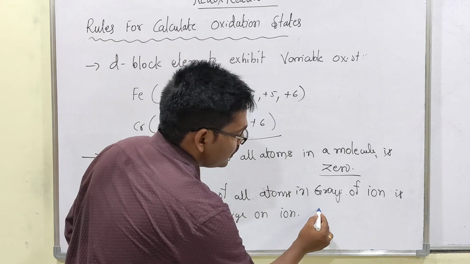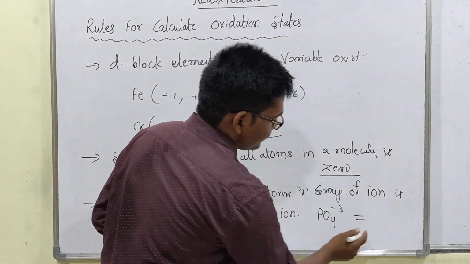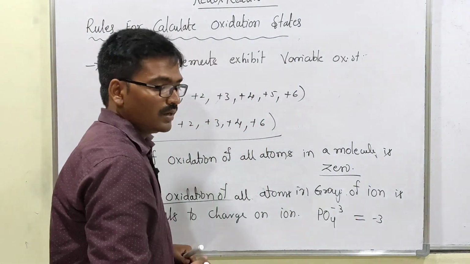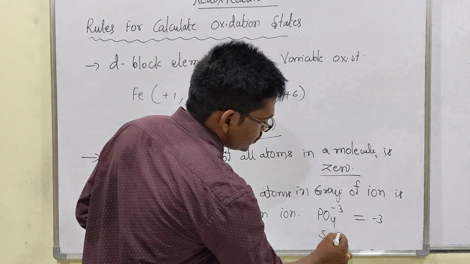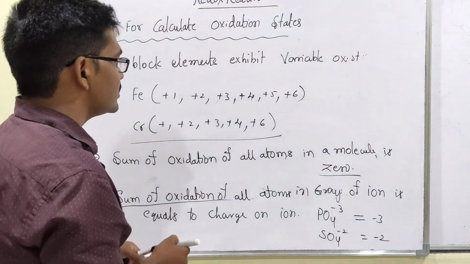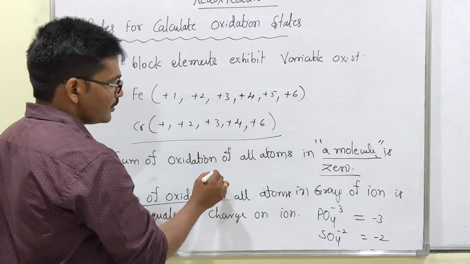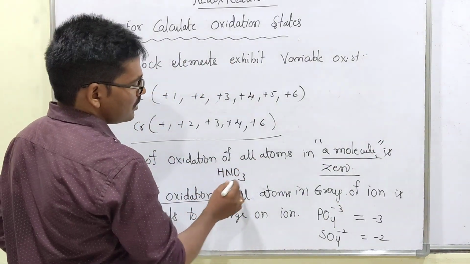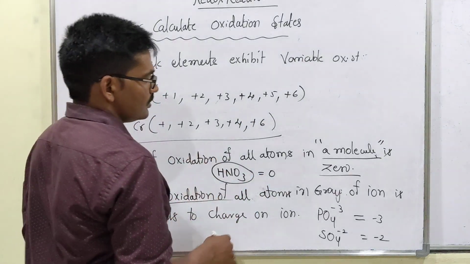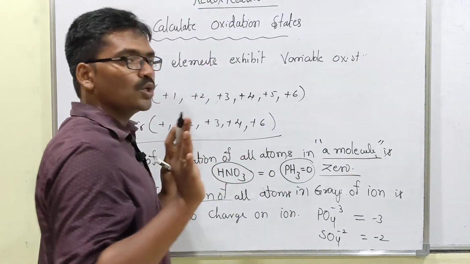For example, PO4 minus 3, that is, the sum of the oxidation states of all elements is -3. SO4 minus 2, then -2 is the oxidation state. In a neutral molecule, the sum of the oxidation states of all elements is 0. For example, HNO3, the sum of the oxidation states of all elements is 0. Any molecule, a PH3 molecule, the sum of the oxidation states of the elements is 0.